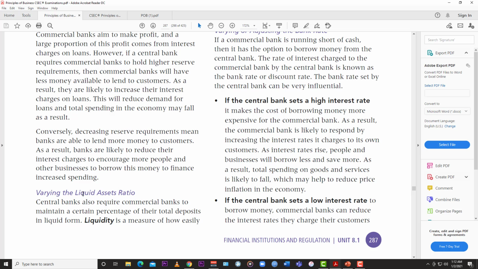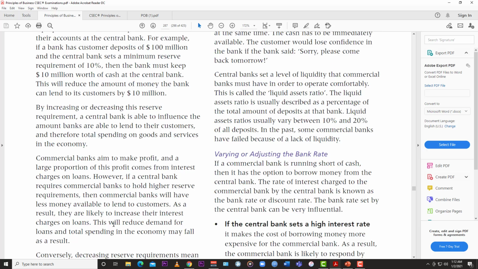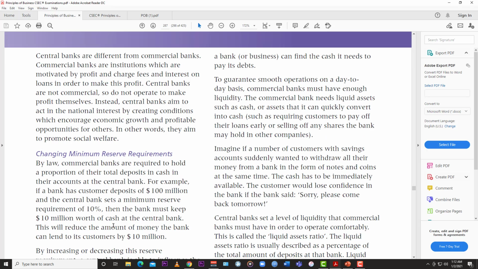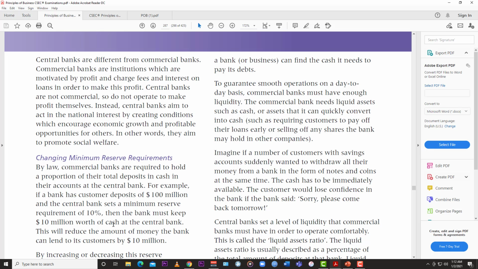Also, varying the liquid asset ratio. Similar to above, central banks also require commercial banks to maintain a certain percentage of their total deposits in liquid form. So liquid means that it's easily converted to cash. So what they're saying is that the central bank can tell the commercial bank how much of the assets should be liquid, how much cash they should keep on hand. So that means that could keep the cash flow going on a day-to-day basis.